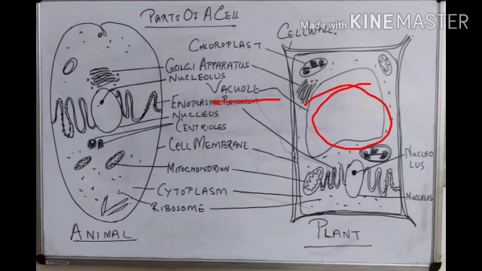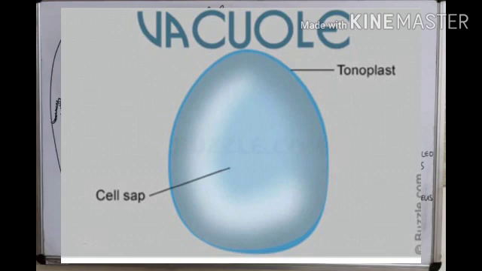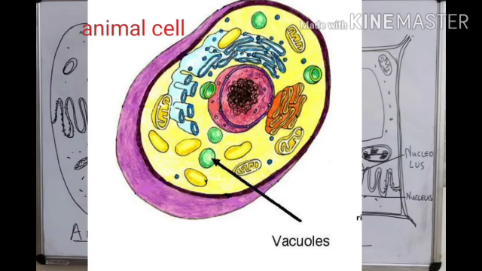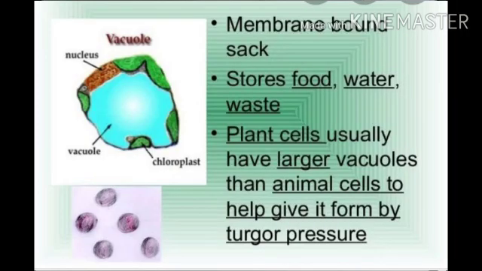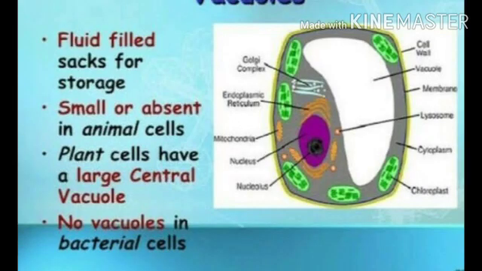Next we have vacuoles. Vacuoles contain cell sap. They are big and large in plant cells. In animal cells, they are mostly absent or sometimes may be present in small size and more in number. They keep the cell rigid and provide internal support. They maintain dissolved minerals in them.